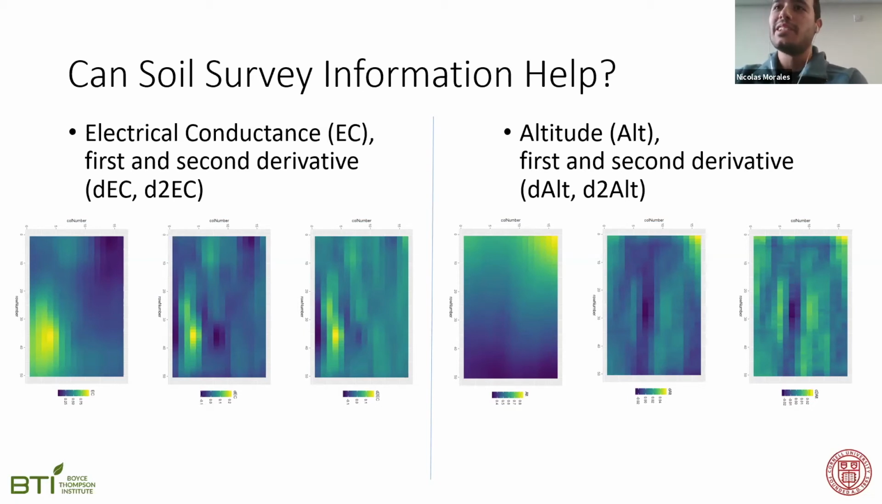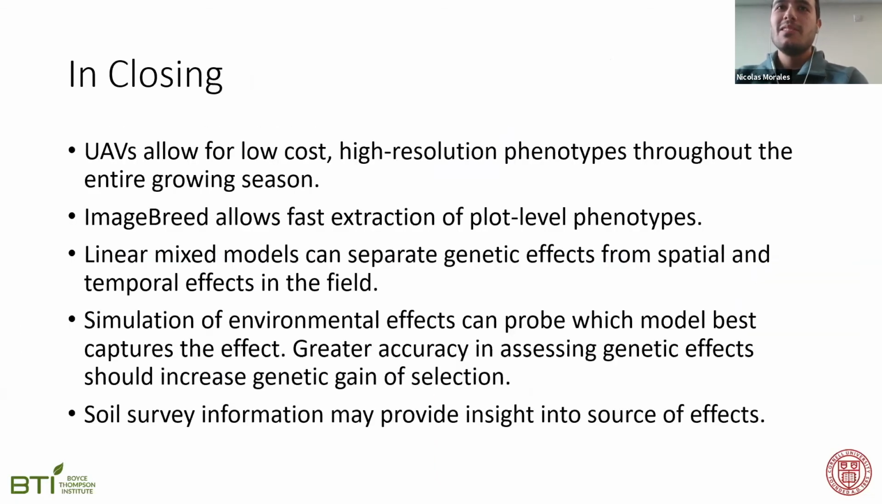source of variation. So in closing, UAVs allow for low-cost, high-resolution phenotypes. Imagery can be used to quickly extract plot-level phenotypes. Linear mixed models can separate genetic from spatial and temporal or permanent environment effects in the field. I can use simulation to probe which model best captures the true effect. And soil survey info may provide insight into the source of the effect.